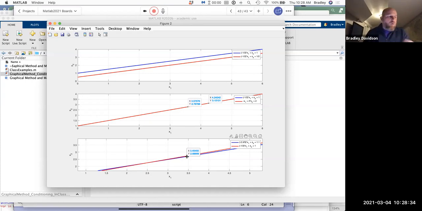Okay. So what I want you to do is graphically keep these in mind, refer back to these plots as we move through our next piece. And we want to talk about the condition of a system.